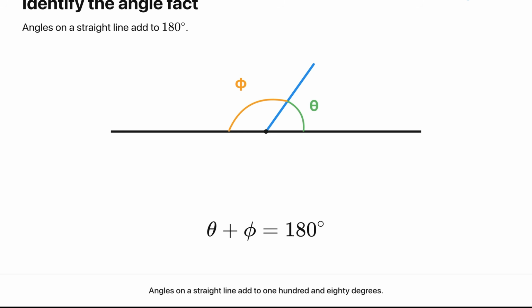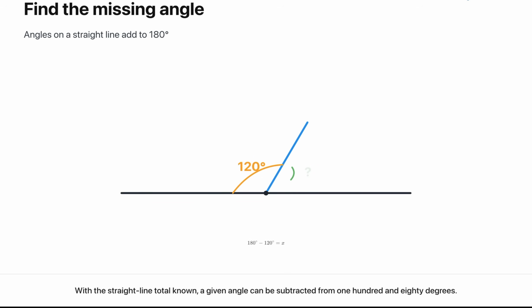Angles on a straight line add to 180 degrees. With a straight line total known, a given angle can be subtracted from 180 degrees. If one angle is 120 degrees, the missing angle is 60 degrees.